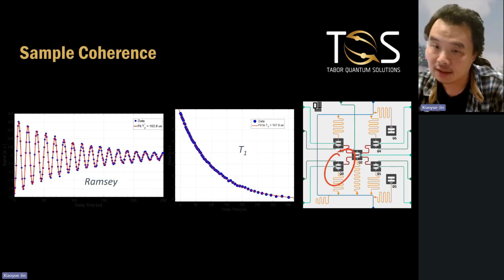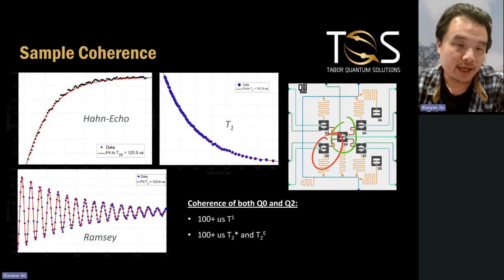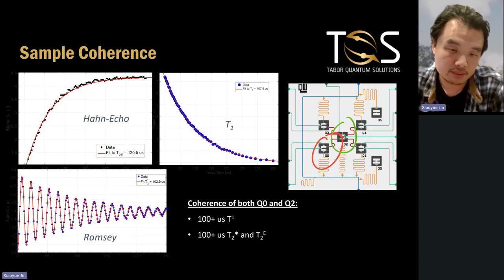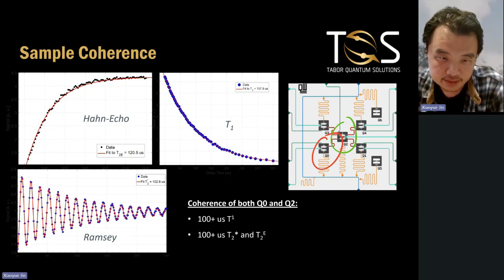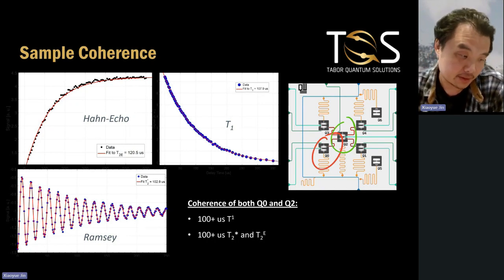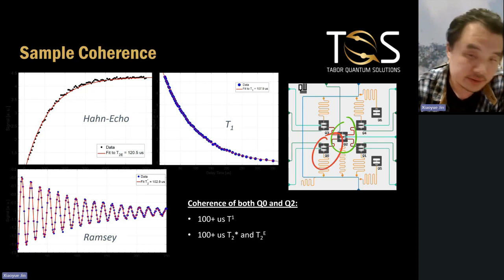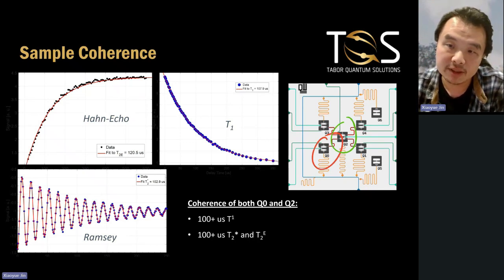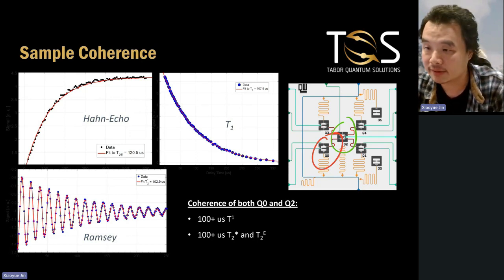It is not exposed to stray photons that will kill your T2 star. If we do an echo experiment, you will see T2 echo is actually not much longer than T2 star. So it is only increased from 100 microseconds to around 120 microseconds. This is also a good indicator that we are not suffering from low frequency noise. Of course, it is still a little bit away from the level of 2 times T1, but it seems the noise is mainly from the high frequency.